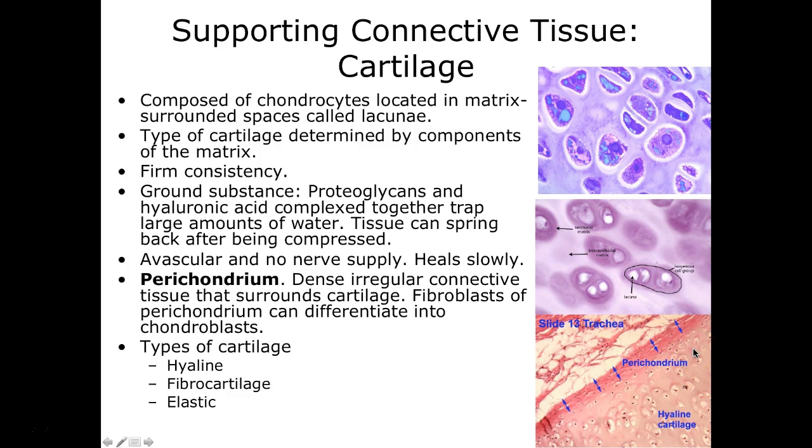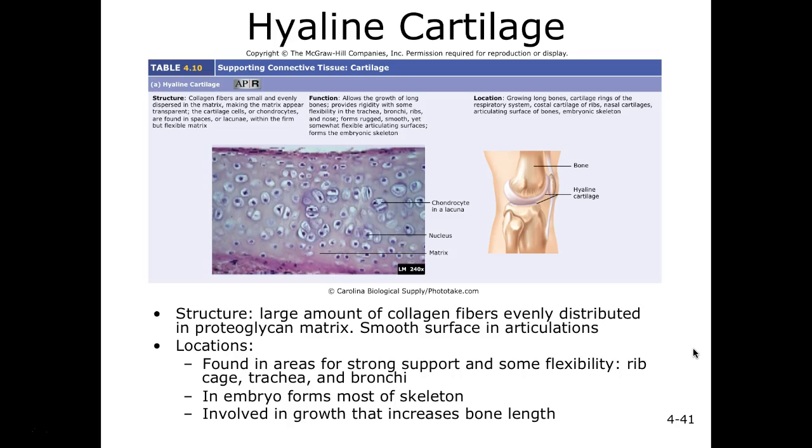All right, now we get into the different types. They are hyaline, fibrocartilage, and elastic. So let's talk about hyaline first. I always say that when you look at cartilage, it looks like there's a bunch of eyes looking at you. So here you see the whites of the eyes, and then the middle, that nucleus, is serving as your pupil.